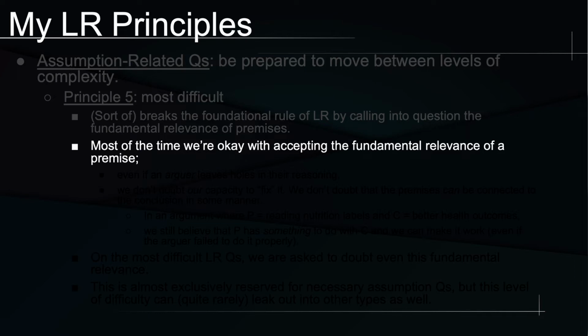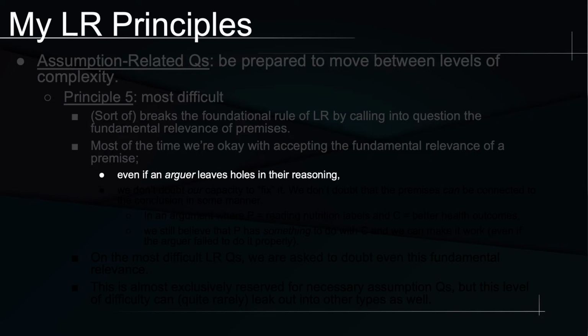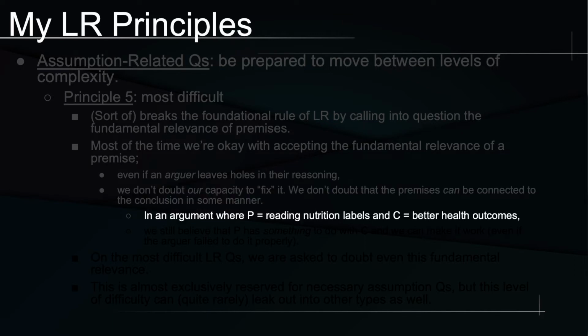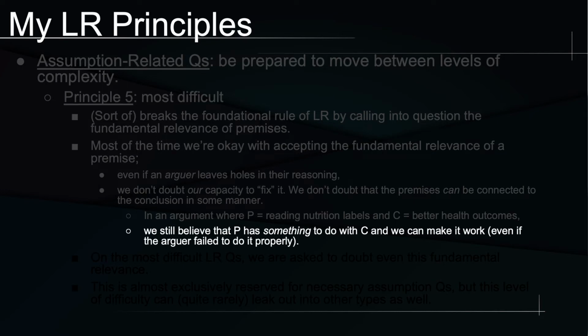Most of the time, we're okay with accepting the fundamental relevance of a premise, or basically the entire set of premises. What I mean by that is that even if an arguer leaves holes in their reasoning, we don't doubt our capacity to fix it. We don't doubt that the premises can be connected to the conclusion in some manner that isn't totally stupid. So as an example, in an argument where P equals reading nutrition labels and C equals better health outcomes, we still believe that P has something to do with C and that we can make it work, even if the arguer failed to do that themselves.